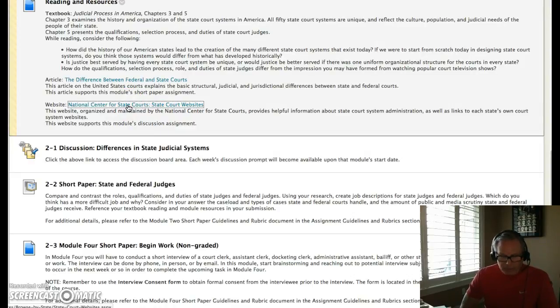How many levels of appeals courts are there? What's the highest court called? And then there's a couple other questions at the bottom for that discussion board. So again, primarily this week we're going to have you look at state courts, but you will be evaluating the differences in terms of job descriptions and caseload and your opinions on state and federal judges in your writing assignment.